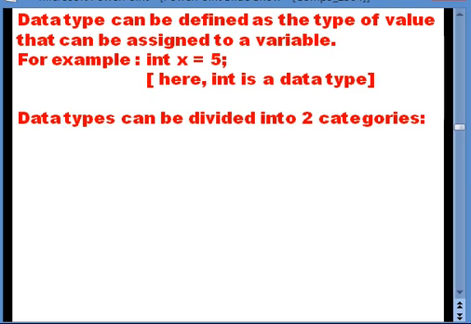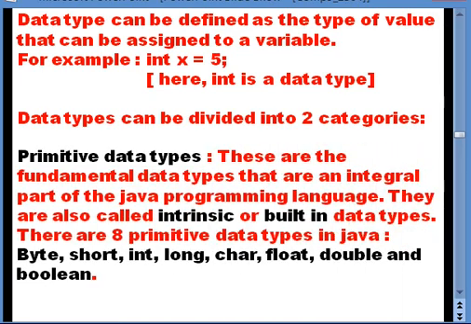The first one is called a primitive data type. These are the fundamental data types that are an integral part of the Java programming language. They're also called intrinsic or built-in data types. So the most basic data types, the integral part of the Java programming language, are primitive data types. They are 8 in number, which are byte, short, int, long, char, float, double, and Boolean.